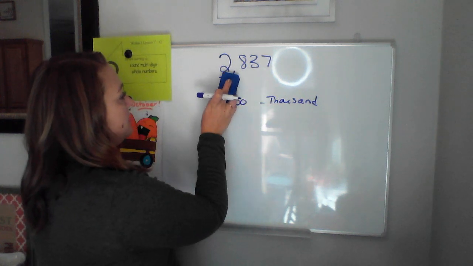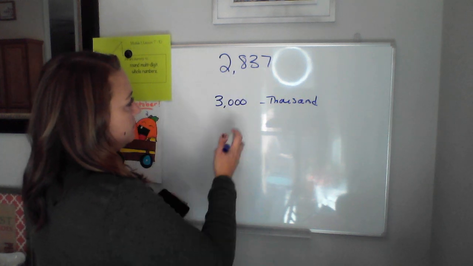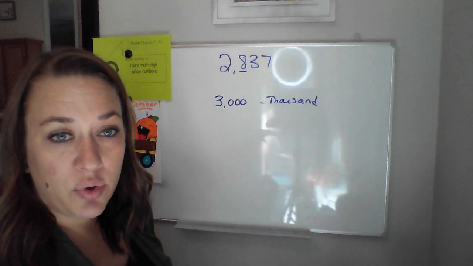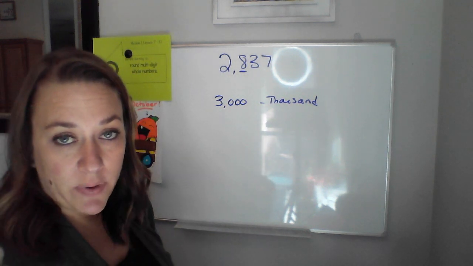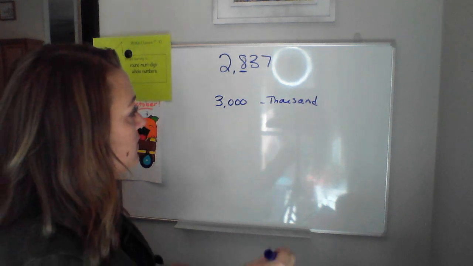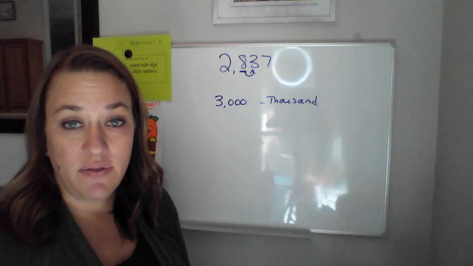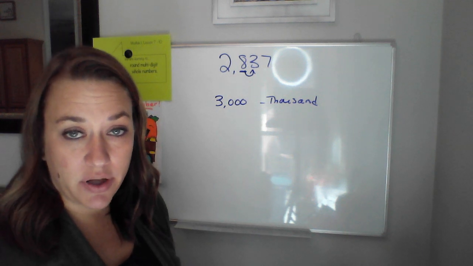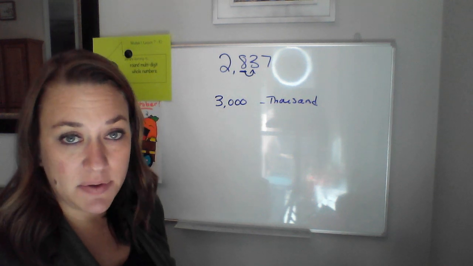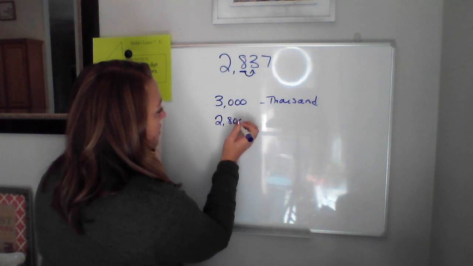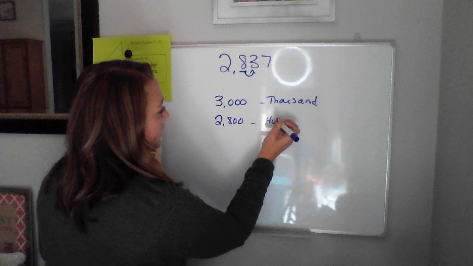Okay, let's go to our next place value, which is hundreds. I have an 8 in my hundreds place, so my low point would be 800. High point would be 900. When I look to the right, I see a 3. 3 is less than 5, so we would plot it below our midpoint, which means we're going to round down. So 2,800 would be our nearest 100.